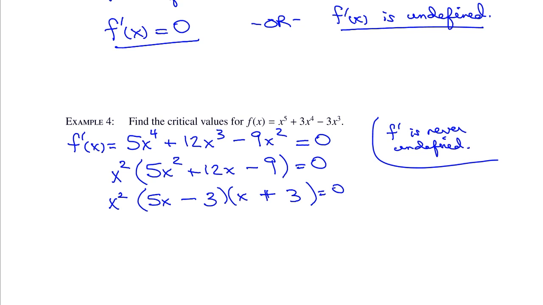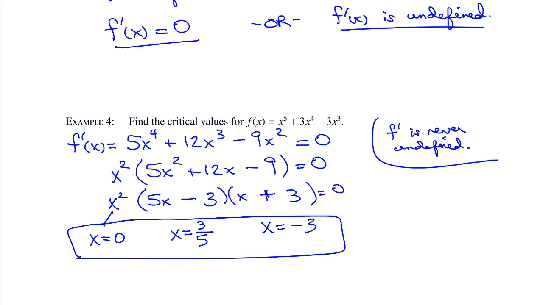Set each factor equal to 0. If I set x squared equal to 0, I do in fact get x equals 0. This is the other example, the different example from if you had just a number in front. Numbers in front do not give you any extra solutions. An x in front does. X squared equals 0 gives you x equals 0. If I set 5x minus 3 equal to 0, what do I get? I get 3/5. And x plus 3 equals 0 gives me x equals negative 3. So I, in fact, do have 3 critical values here.